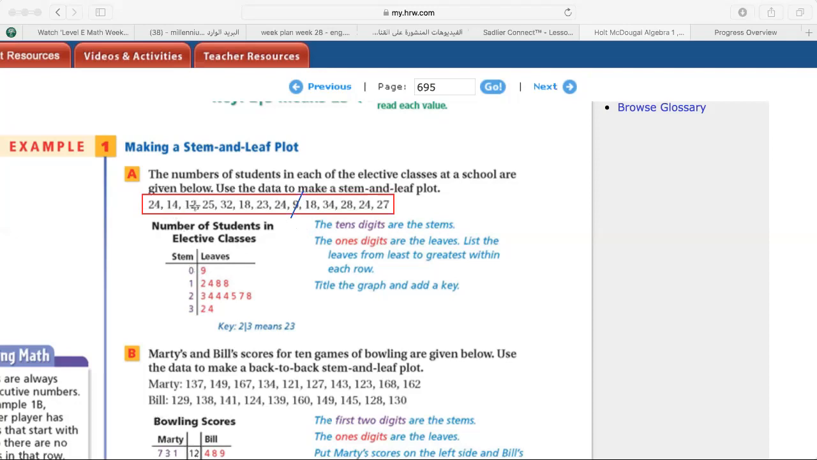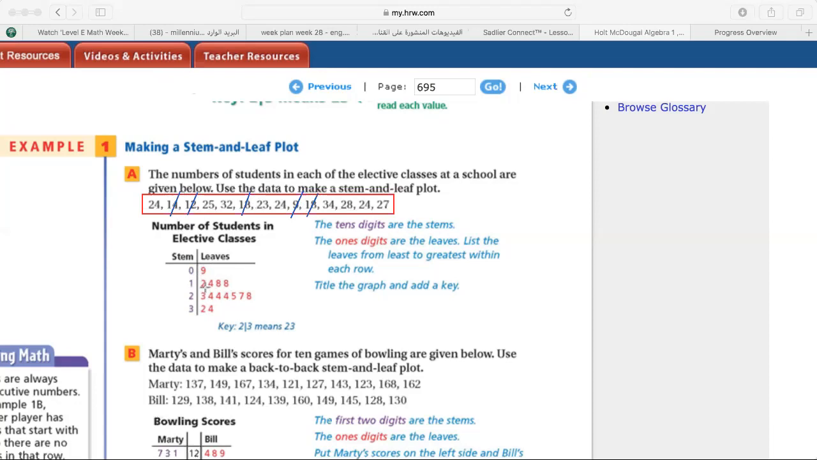I have 12 and 14 and 18 repeated 2 times. So I have ones in the tens. Okay? So I will write 1 in the stem. Next, after the 1, I have 2 in the 12 here. I have 4 in the 14 here. And I have 18, so I'm going to add 8. And I have 18 here, so I'm going to add 8.